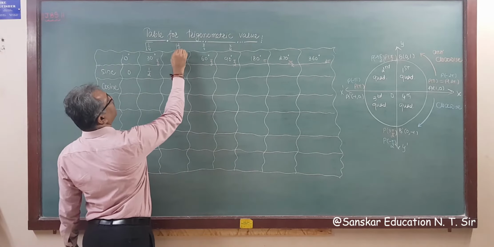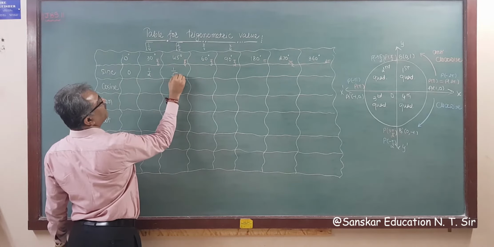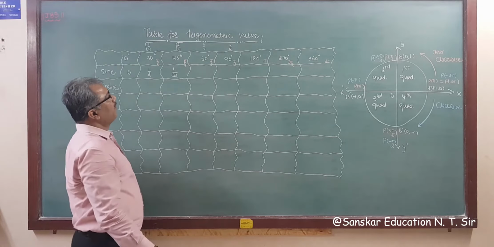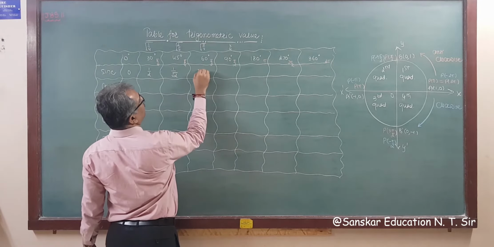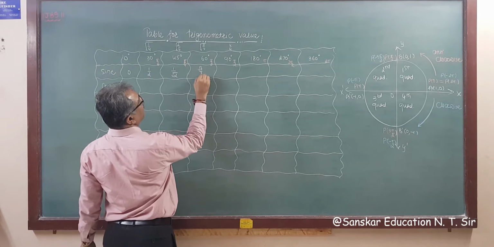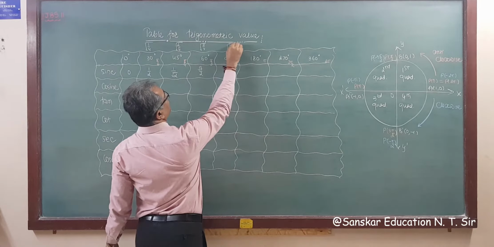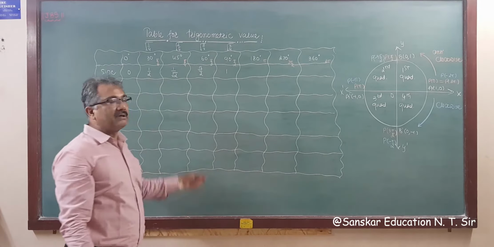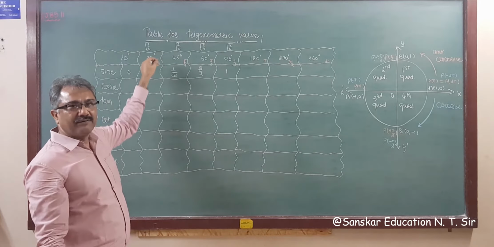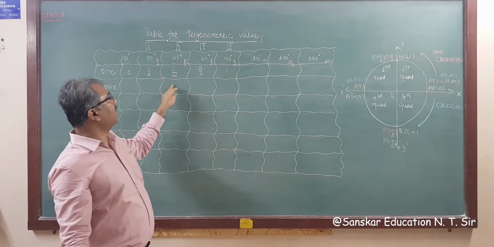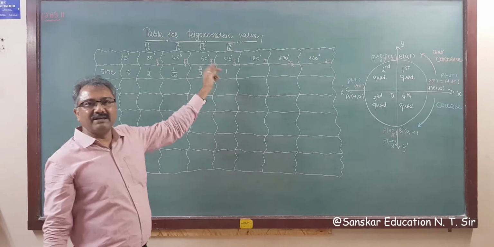Positive square root of this 2 by 4, that is 1 upon 2, so this is 1 upon root 2. Positive square root of this root 3 by 4 is root 3 by 2, and 4 by 4 is 1, so positive square root of that is 1. So you learn about these values: sine 0 is 0, sine 30 is half, sine 45 is 1 upon root 2, sine 60 is root 3 by 2, and sine 90 is 1.